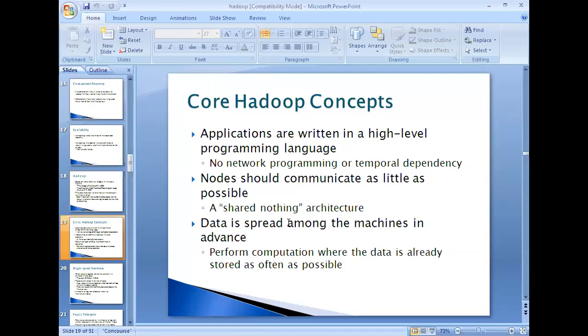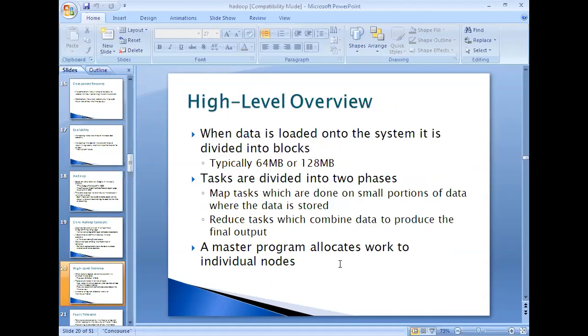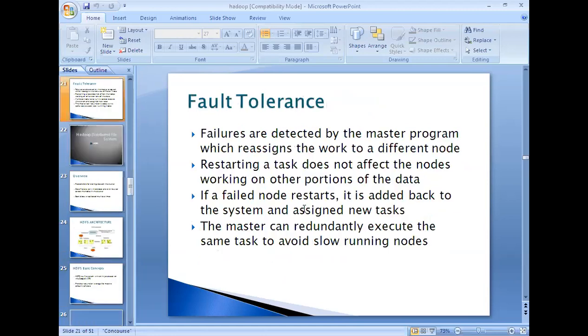In the case of GFS, here it is the name node and data node. Data is spread among the machines in advance, and computation is performed where the data is already stored, as often as possible. Fault tolerance here is similar to the kind maintained by the GFS. So once again we'll look at it.